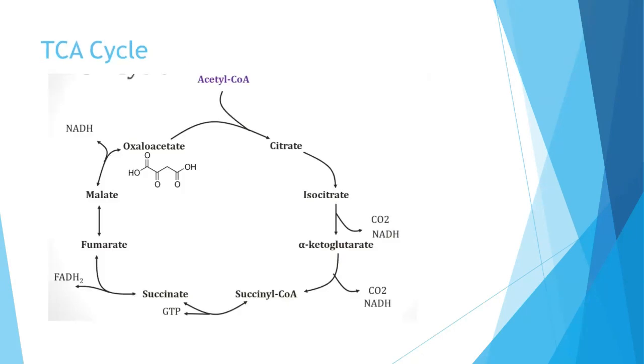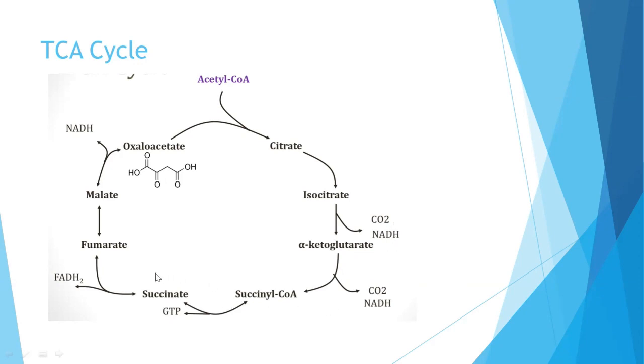So, in the TCA cycle, whenever you have acetyl-CoA, it combines with oxaloacetate to form citrate. This citrate is converted to isocitrate, which yields CO2 and NADH to go and form alpha-ketoglutarate. Now, this alpha-ketoglutarate again produces CO2 and NADH. So we have two CO2 molecules and two NADH molecules, and they form succinyl-CoA. This succinyl-CoA forms the GTP. So now we have two CO2, two NADH, one GTP.